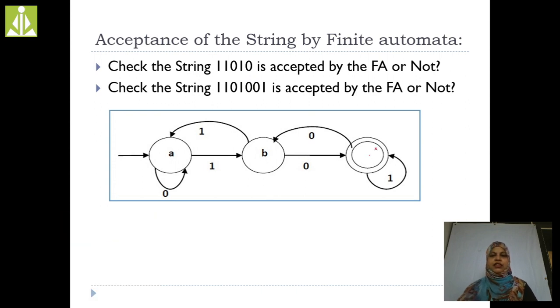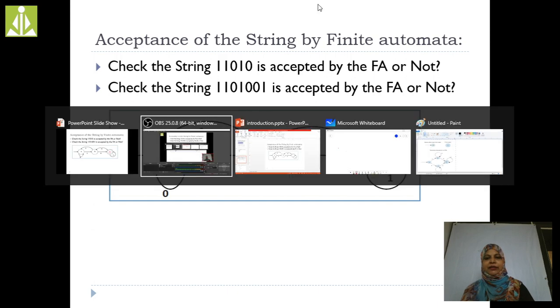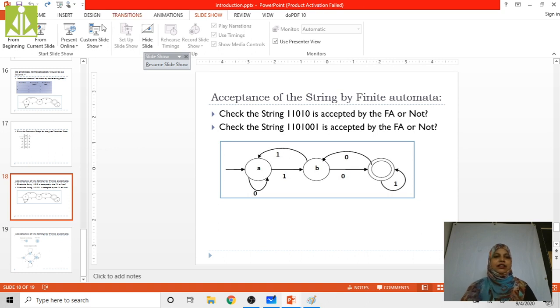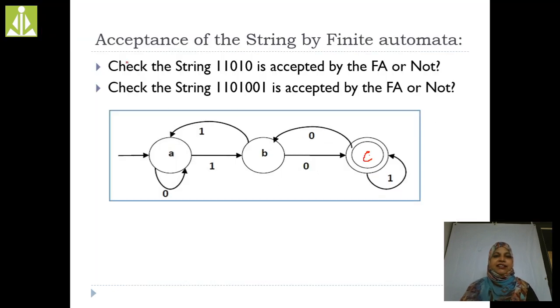See here, this is state C. How are we going to check whether the given string is accepted by the finite automata? If the given string reaches the final state, then that particular string is accepted by the finite automata. Check whether the given string 11010 is accepted by the finite automata or not.